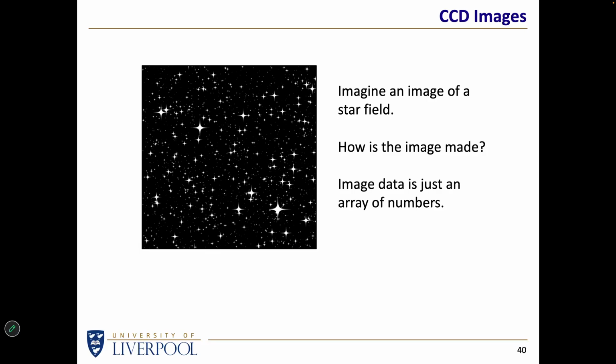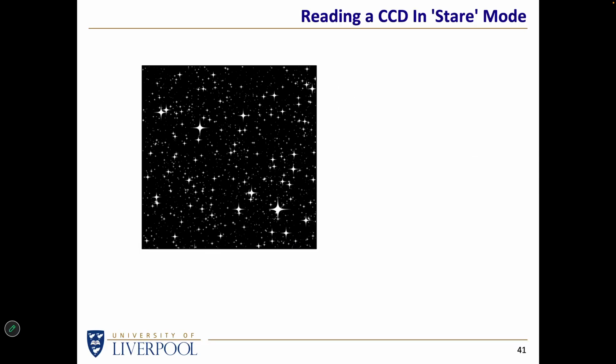Imagine a field of view containing a star field. How is the image made? Well, remember, the image that we want effectively is just the numbers telling us about how much light. Most CCDs that you've heard of work in so-called stare mode.